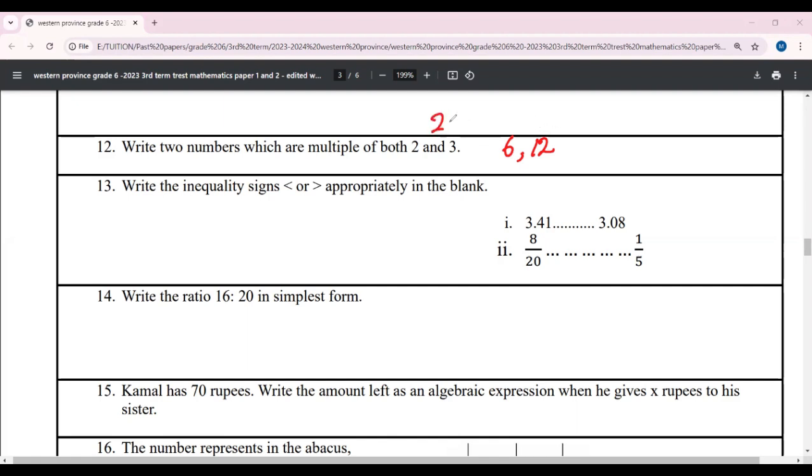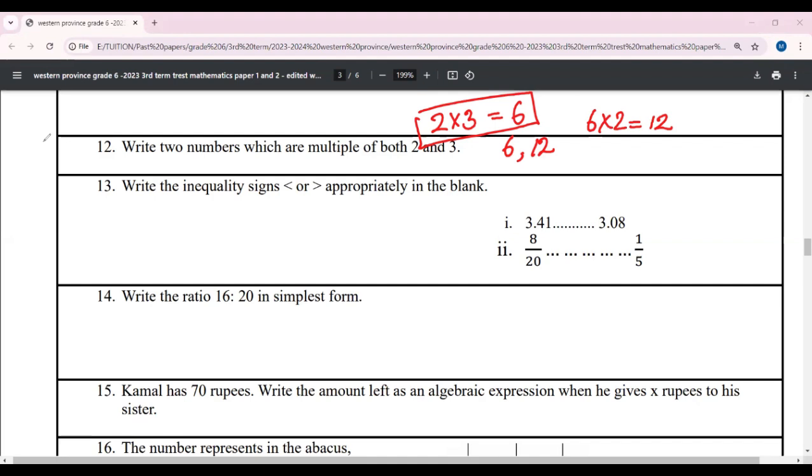You can multiply 2 and 3, and 2 into 3 is 6. So this is how we get the first multiple, and then we can multiply 6 by 2, 6 by 3, or something like that, right? So 6 is a multiple of 2 and a multiple of 3 also. Then we multiply 6 by 2, and we get 12. So this is how we find these multiples, right?